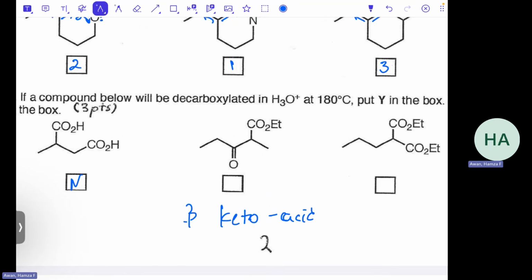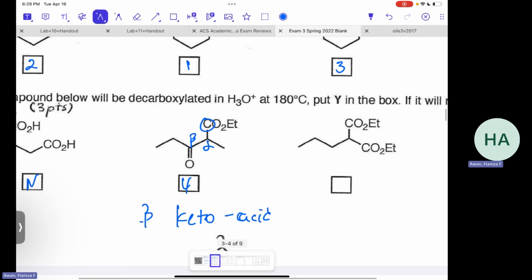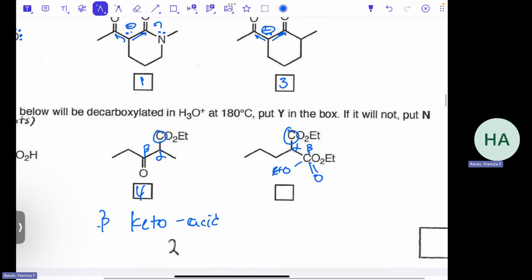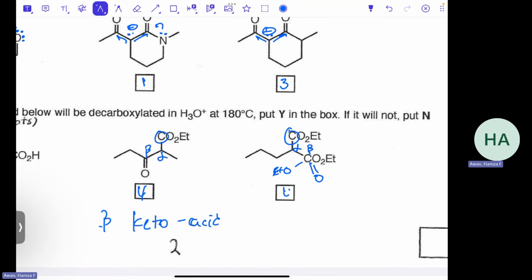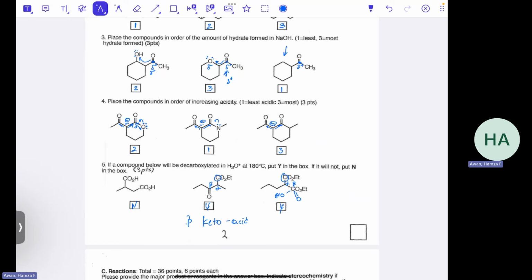For the second one, we start with this carbon again. If we go alpha, beta, we see we have a carboxyl group here, so this is going to be decarboxylated. We do the same for the third one. We can start on either one, to be honest, but we'll start on this one. Alpha, and then beta right here, and this is the beta that has the C double bond O OEt. That is going to be decarboxylated, so also yes. Are there any questions on that one?